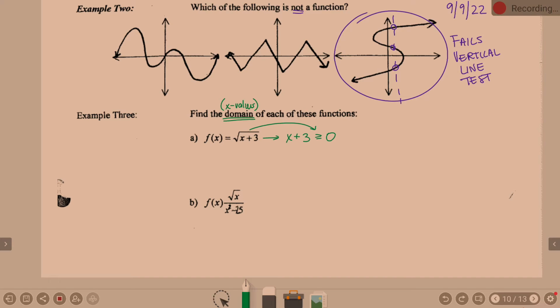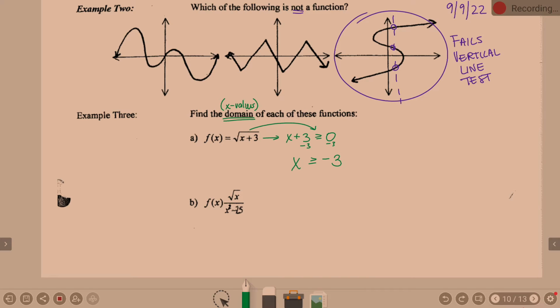Solve this. What do we get when we solve this? If you're getting x by itself, subtract 3 over, and we end up with x greater than or equal to negative 3. Okay, so what this is saying is that the domain of this function is going to be all x values that are negative 3 or larger.